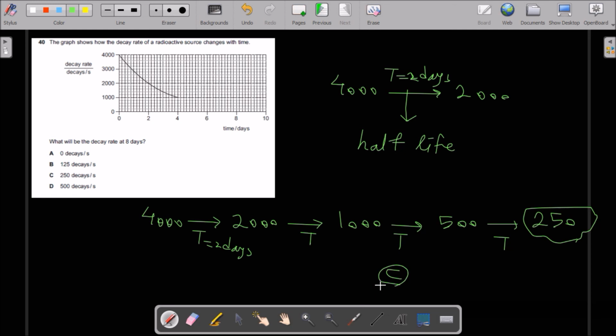C will be right. So this is the last question of this past paper.